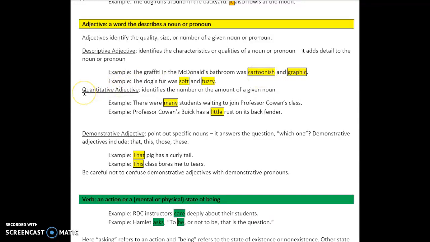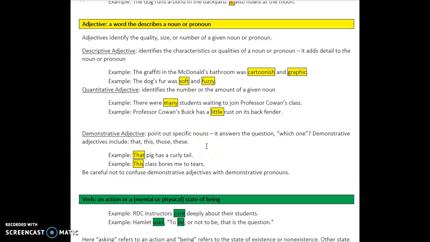We also have quantitative adjectives. And quantitative adjectives identify the number or the amount of a given noun. For instance, Professor Cowan's Buick has a little rust on its back fender. So here we have the adjective little, which identifies the amount of rust on my back fender.